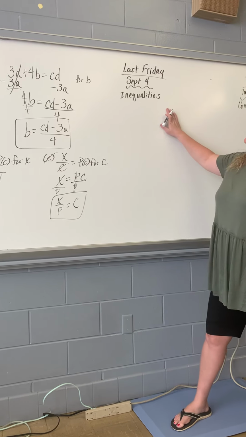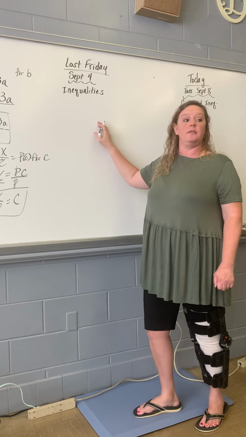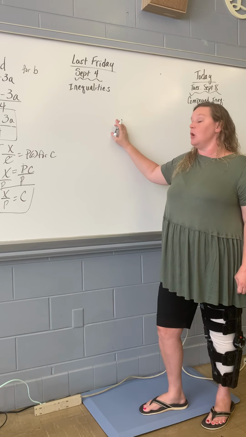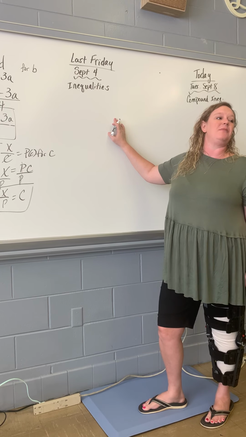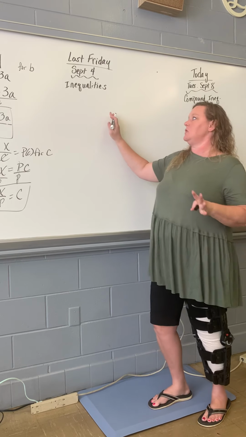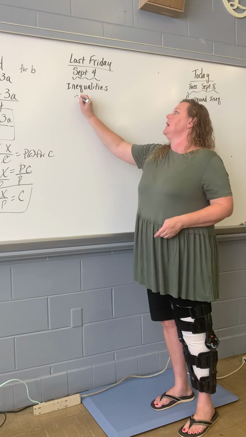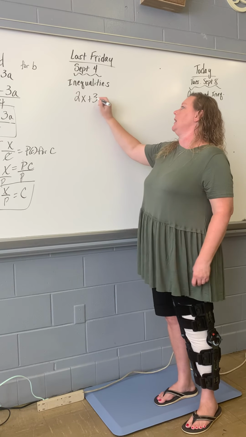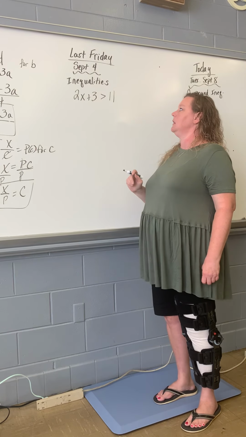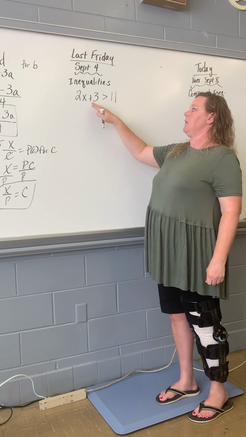Last Friday we started inequalities, and an inequality is solved just like an equation, with the exception that if I multiply or divide by a negative number, my inequality sign has to flip. So let's just start one. We'll do one first that's not dividing by a negative, so you know what I'm talking about. If I have 2x plus 3 is greater than 11. If this were an equal sign here, what would I do first? How do I solve for x?